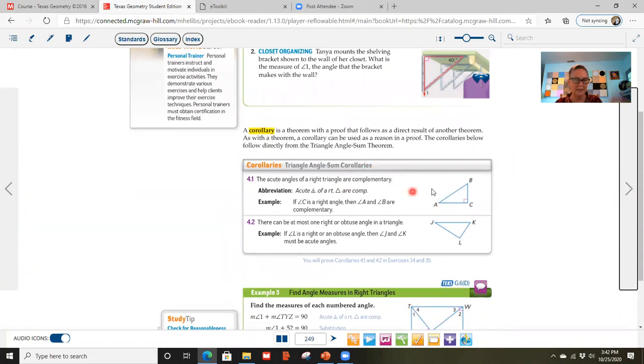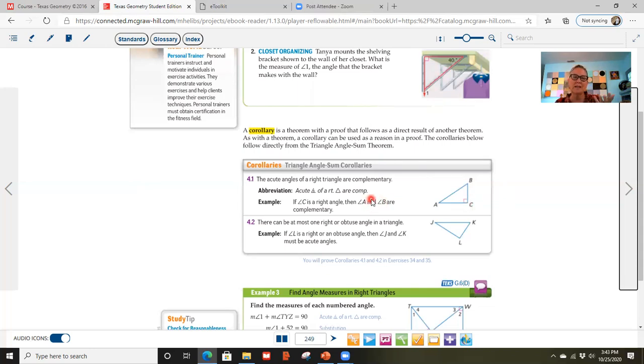Well, this one special case, the first corollary, states that if you have a right triangle, then the angles that are not 90-degree angles, those 2 acute angles, are complementary. Which if you think about it makes sense. Remember that complementary means that those 2 angles have to add up to 90. Well, if angle C is the right angle and it's 90 degrees, in order for the whole triangle to add up to 180, the other 2 also have to add up to 90 degrees.